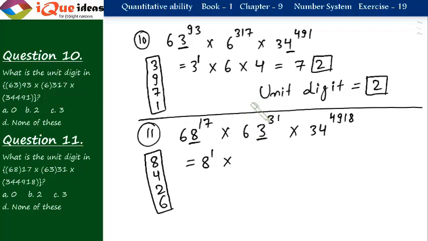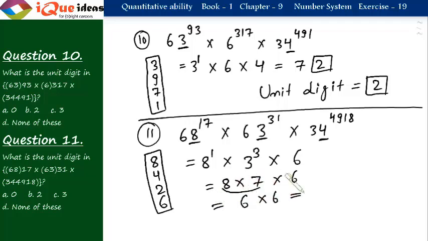In the second one it is 3, and cyclicity of 3 we have already seen, it is 4. So 31 divided by 4, remainder would be 3. So it is 3 cube into, here it is 4, 4 to the power even number will always end in 6. So we have 8 into 3 cube, which is 27. Take only the unit digit, that is 7, into 6. Now 8 into 7 is 56. Consider only the unit digit, 6 into 6, that is 36. So the answer of the question would be 6.